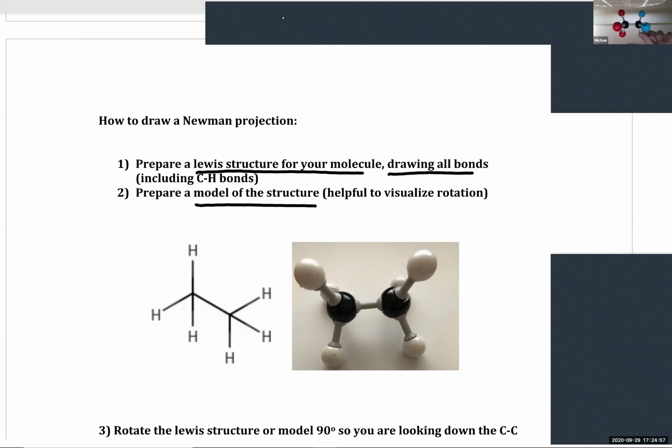Just to make sure that the camera is functioning correctly, the blue is on the right-hand side, correct? You see the blue on the right-hand side? Okay.